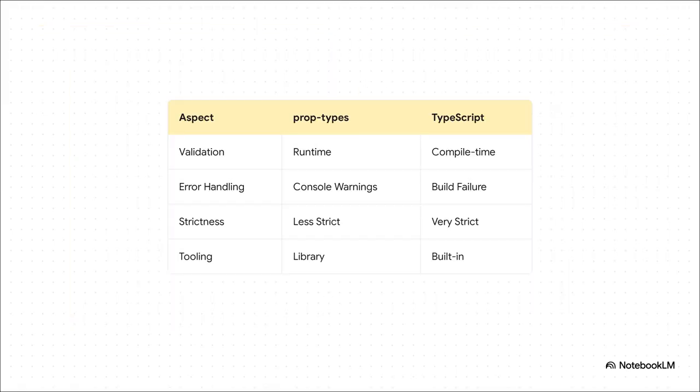And look, the difference might seem small, but it is absolutely massive in practice. With prop types, you'd get a warning in your browser's console after something already went wrong. With TypeScript, you get a big red error in your code editor that stops you from even building the app. It stops bugs in their tracks before they even have a chance to exist.